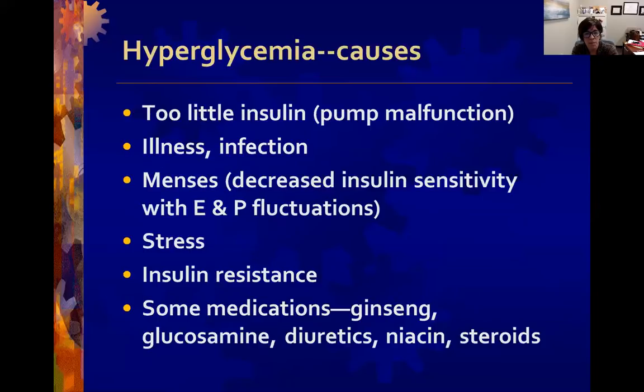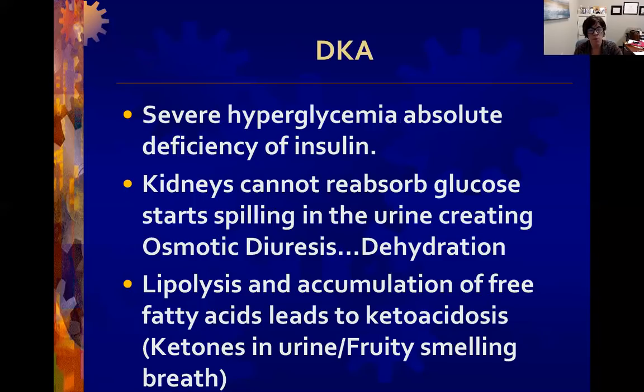So hyperglycemia, so type 1 diabetics, something happened with their pump, or they had an illness or an infection which caused higher cortisol levels and higher blood sugar levels. It could be menses. Sometimes there's decreased insulin sensitivity with the estrogen and progesterone fluctuations. Stress just causes the blood sugar levels to elevate. Certain medications can cause this. So whatever the reason, it's severe hyperglycemia.